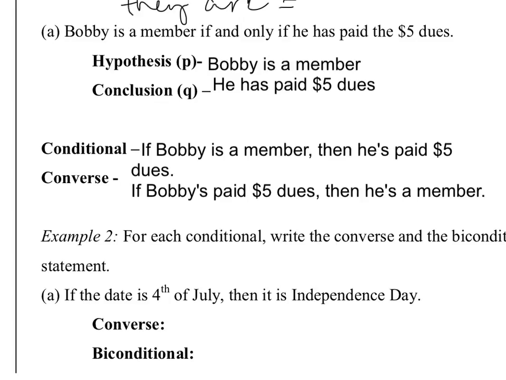Okay, so here the example that you just did, the hypothesis, Bobby is a member. Conclusion, he has paid $5 dues. So regular conditional, if Bobby is a member, then he's paid $5 dues. And the converse, when we flop it, if Bobby has paid his $5 dues, then he's a member. Okay, so let's go on to something else.